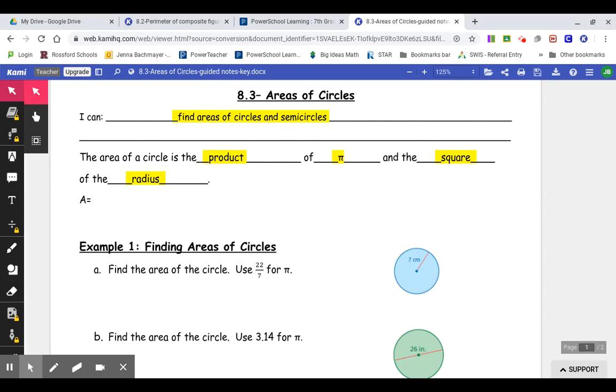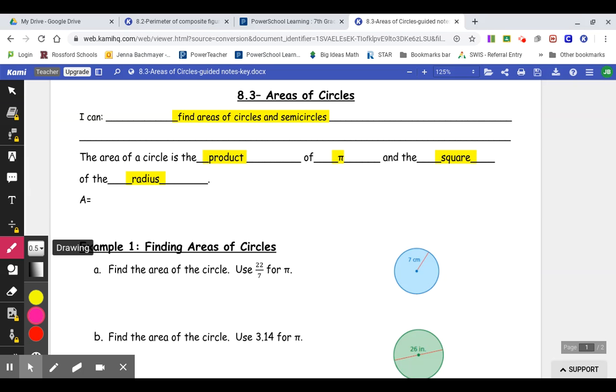The area of a circle is the product. Remember, product means to multiply. So the product of pi and the square of the radius. What that means is we have a radius times radius. The square of the radius just means it would look like r squared, or radius times radius. So that's what that last part is talking about.